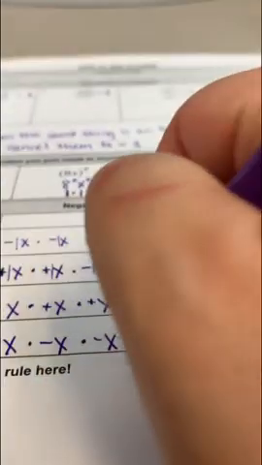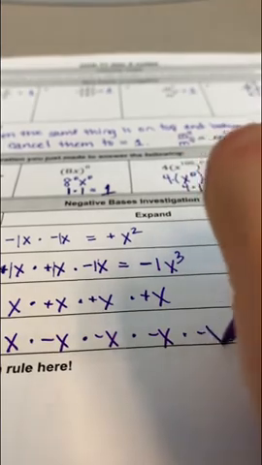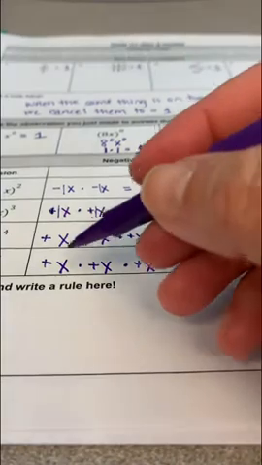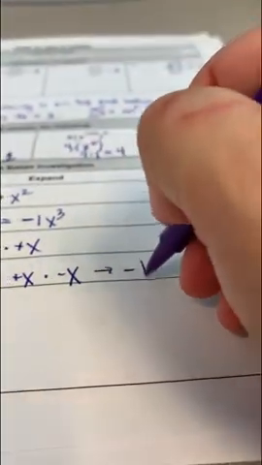The next one, negative x to the 5th: negative 1, negative 1, negative 1, negative 1, and negative 1. So we got negative times a negative is a positive, and negative times a negative is a second positive. So we have here negative 1 x to the 5th, or just negative x to the 5th.